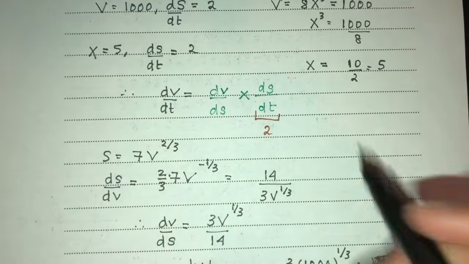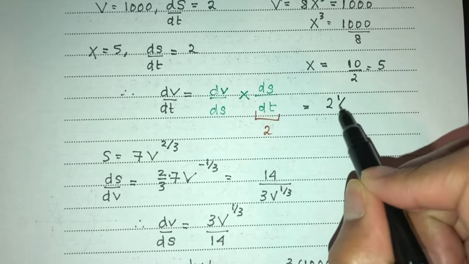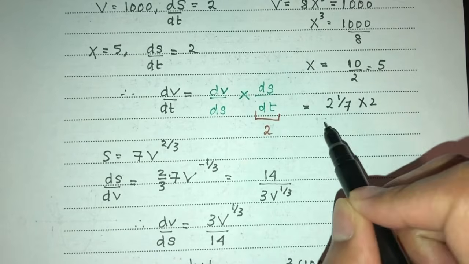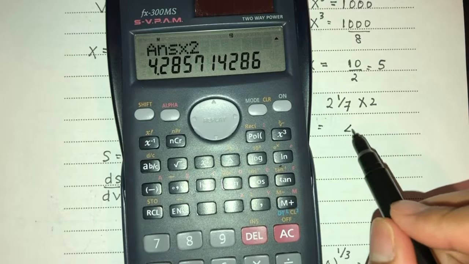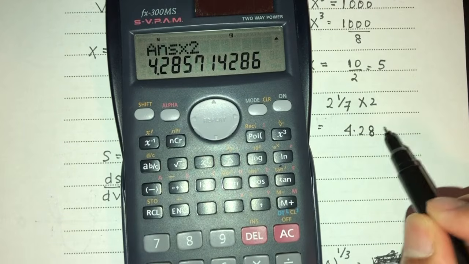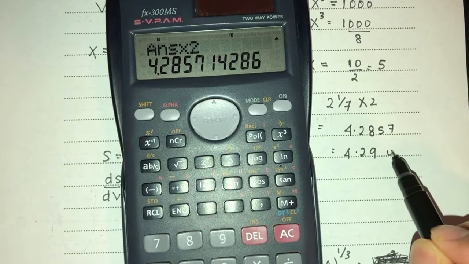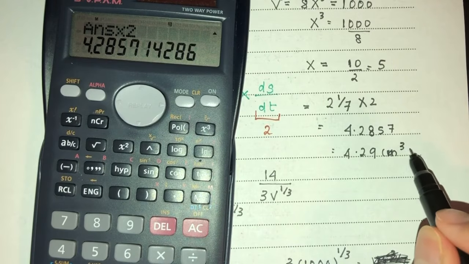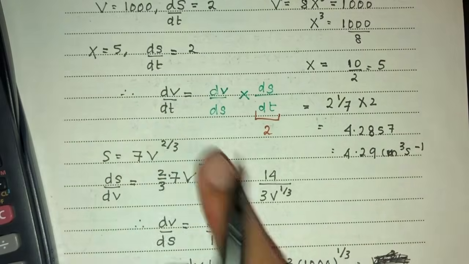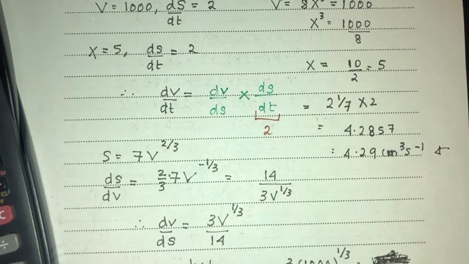So to find the value of dv by dt, we have to replace that back in your equation. You will have 7 over 15 times 2, that will give you 4.2857, which is 4.29. That will be in terms of centimeters cubed per second for the rate of change of the volume. And that will be your question number 5.